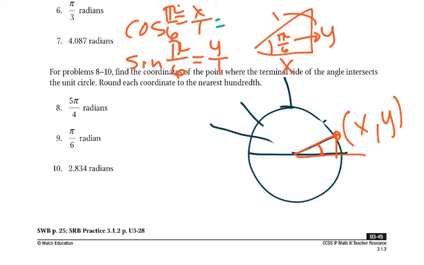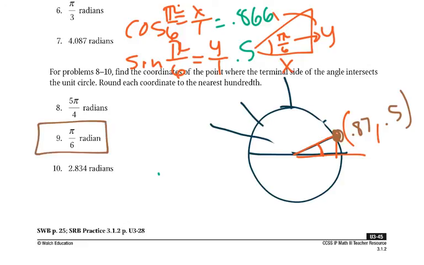So I do the cosine of pi over 6 to get x, and we get 0.866, which we round to the nearest hundredth like it told us, and we get 0.87. Then we do it for y. Same thing, so I do sine of pi over 6, and for this one we get 0.5. So the coordinate is 0.87, 0.5. That's our coordinate right here. All right, so that would be the answer to number 9.